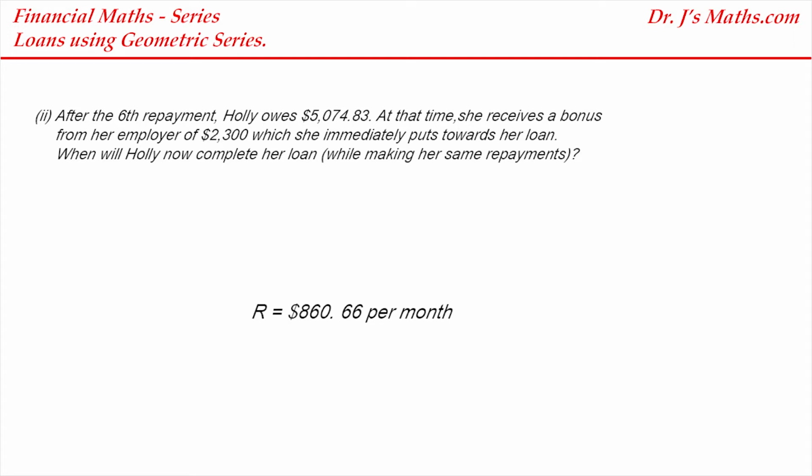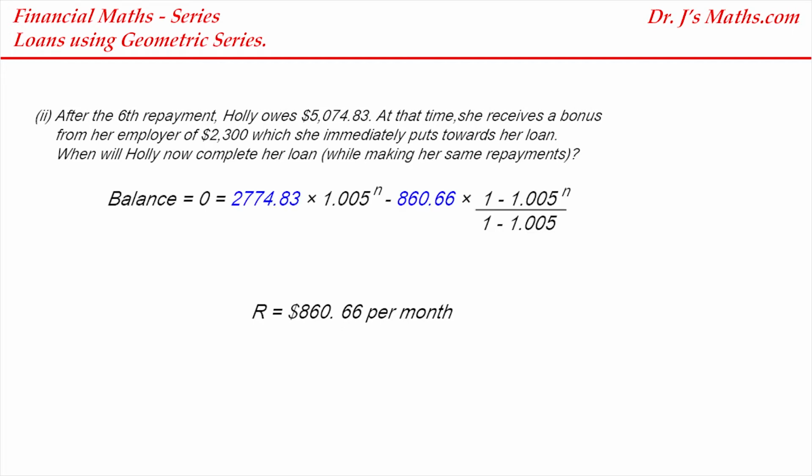Now after the sixth payment, Holly owes $5,074.83, and you can check that. At that time, she receives a bonus from her employer of $2,300 because Holly's a very, very good worker. So she thinks, what'll I do with it? I'll put it immediately towards my loan. Very sound thinking, Holly. When will Holly now complete her loan while making her same repayments? Because she's used to them, so may as well continue.